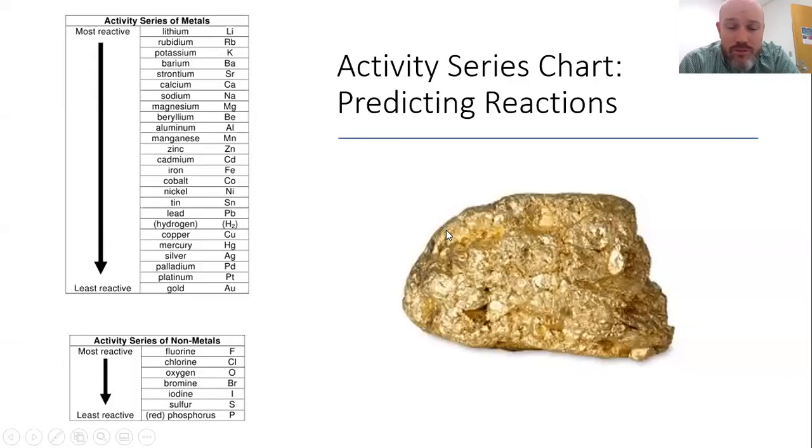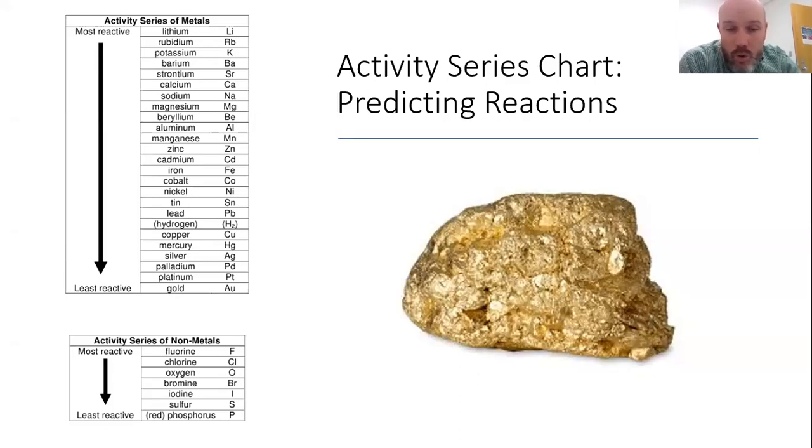Okay, for this video we are talking about a really important chart in chemistry. It's called the activity series chart. And these two charts, there's one for metals and a smaller one for nonmetals. These two charts are going to help you predict which chemical reactions are going to happen, especially if it's a single replacement reaction, which a lot of these activity series reactions are. This is a really important chart.